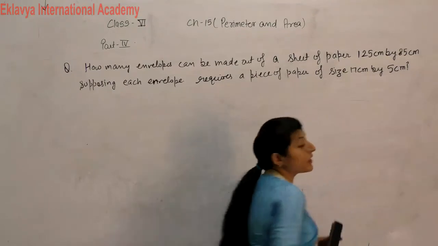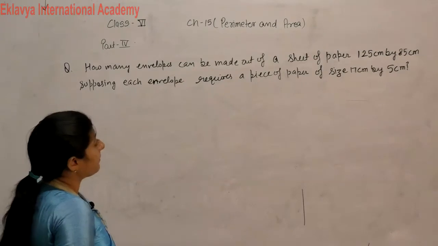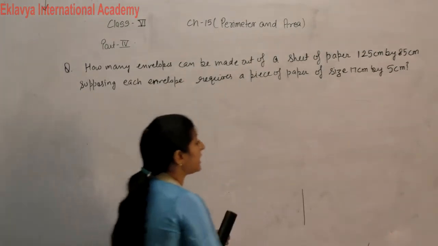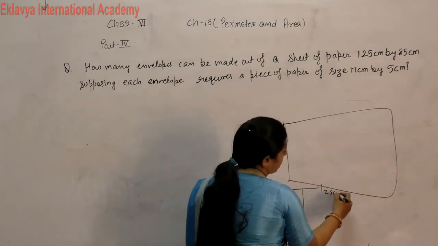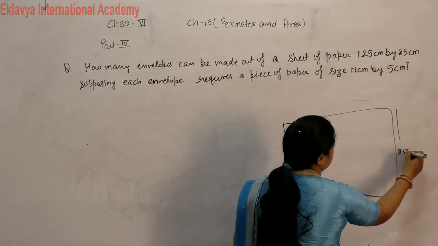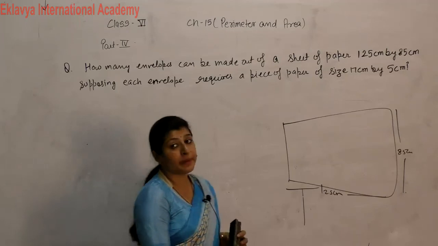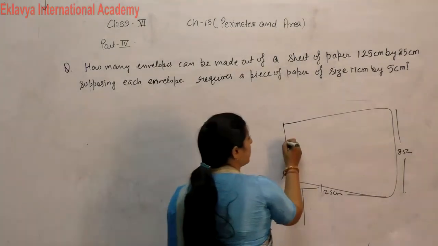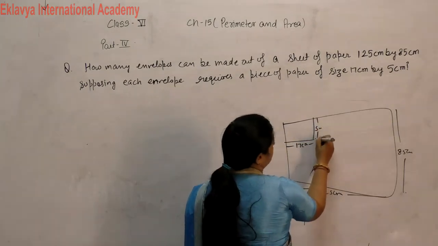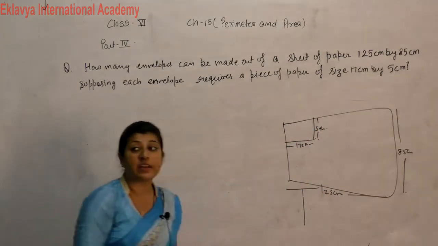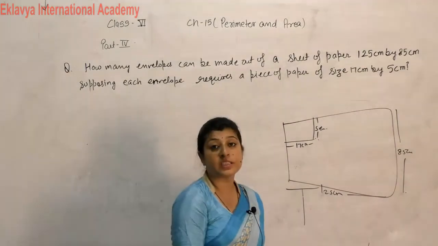See, if you see properly, this type of question we already discussed. How many envelopes can be made out of a sheet of paper? It means एक sheet of paper है 125 centimeter और 85 centimeter. How many envelopes can be formed by a piece of paper? हमने इसमें से एक पीस ले लिया पेपर का, 17 सेंटीमीटर और 5 सेंटीमीटर. तो ऐसे कितने एनवलप्स इस पेपर से बनाए जा सकते हैं? The same concept we will use in this.